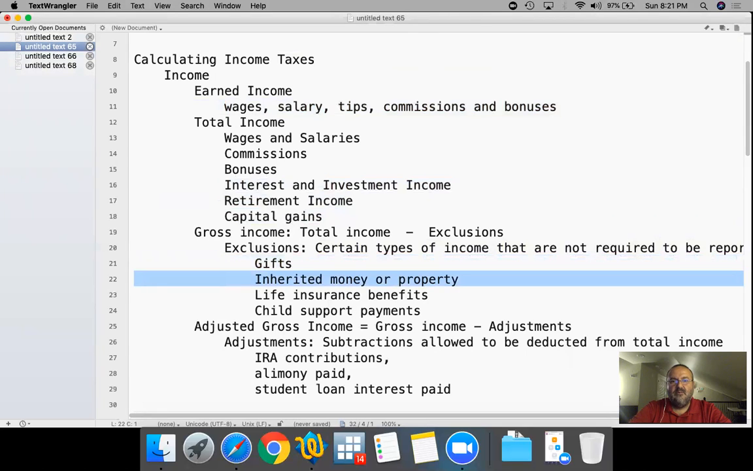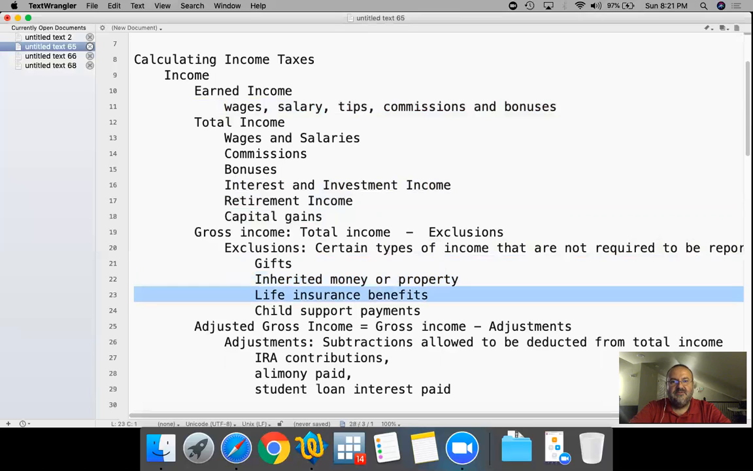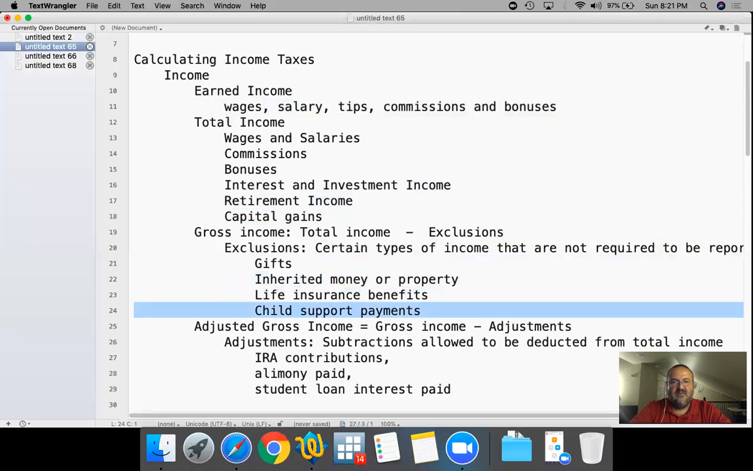If you inherited money or property, and this is a highly debated issue, back in the day, there used to be an inheritance tax on inherited money or property. Then they eliminated it. Now they're talking about getting it back again. Some countries have it. For instance, I'm originally from Turkey, and Turkey has taxes on inherited money or property. The U.S. does not. Most of the states in the U.S. do not. However, again, before you exclude this from your gross income, you should check it. Life insurance benefits and almost certainly child support payments are exclusions to your gross income.